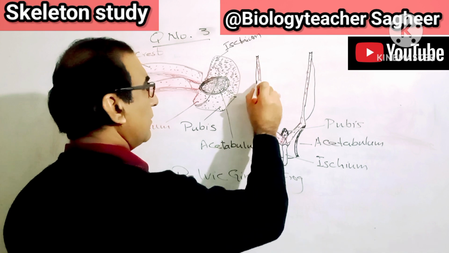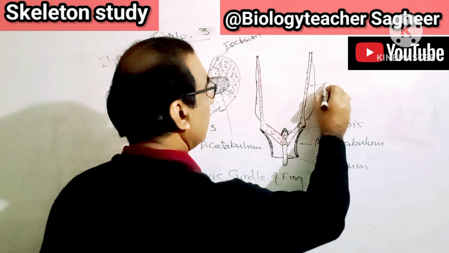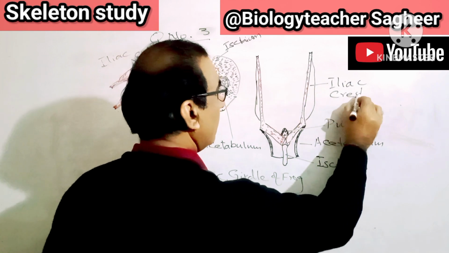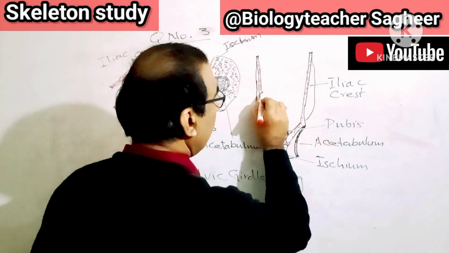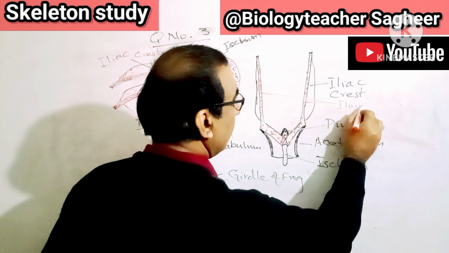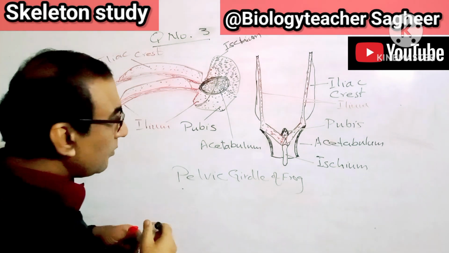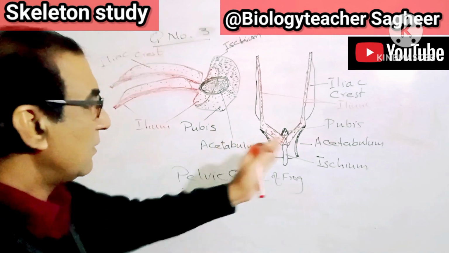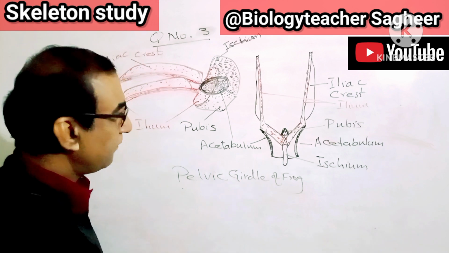this is ilium, and this is the iliac crest. This one and this one. This is ilium. Okay. Again, this is the acetabulum of the left side, and this is the acetabulum of the right side. So you can point it out very fairly here.